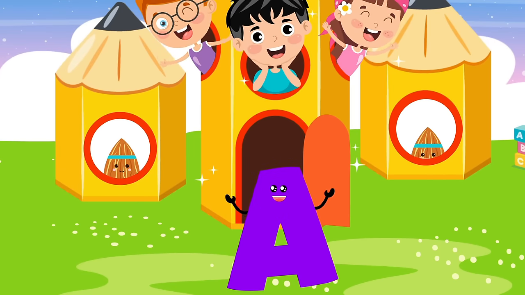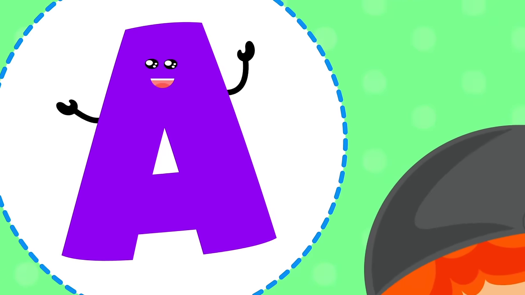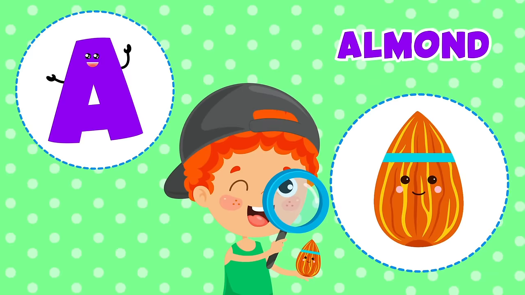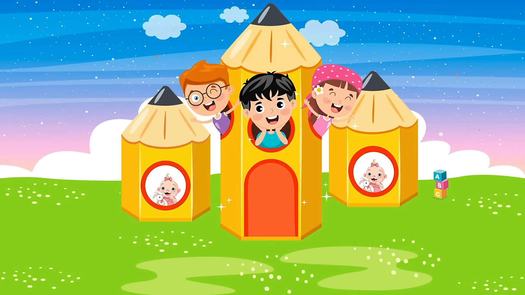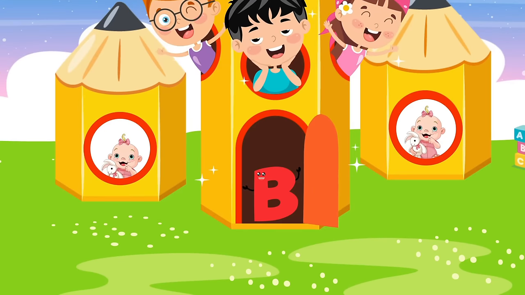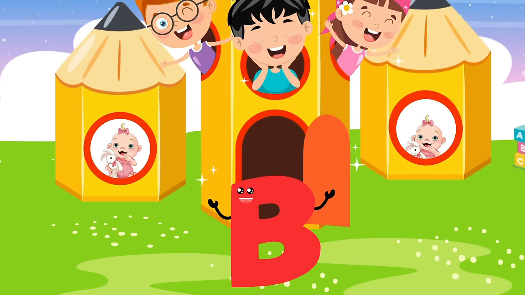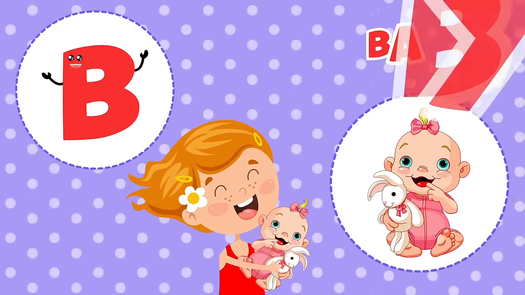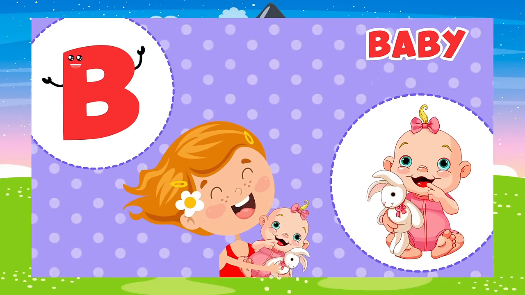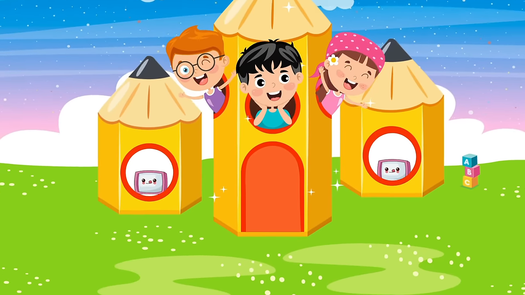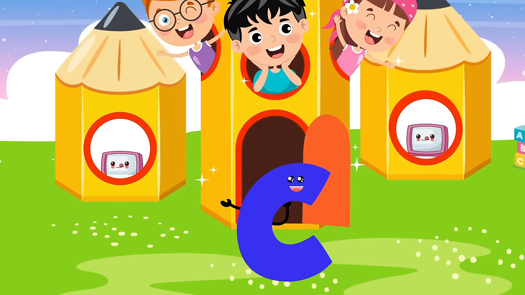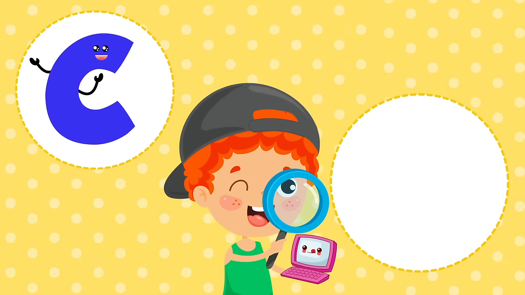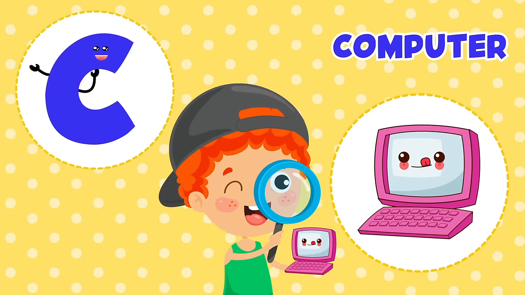Here comes the letter A. A. Almond. A says almond. Now we have letter B. Baby. Baby starts with B. Oh, letter C is coming. C. Computer. C is for computer.